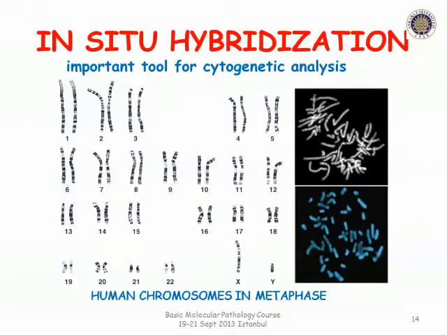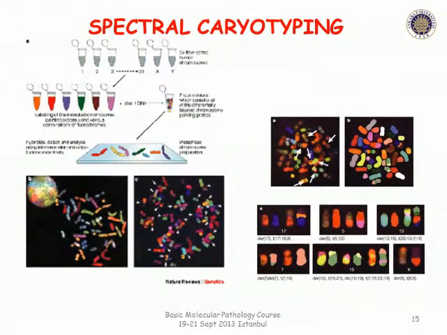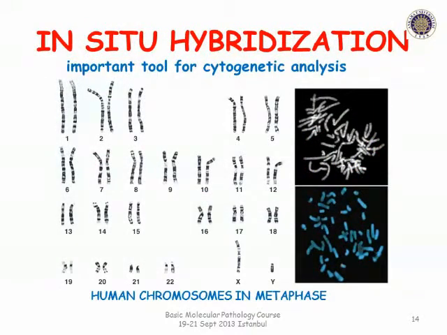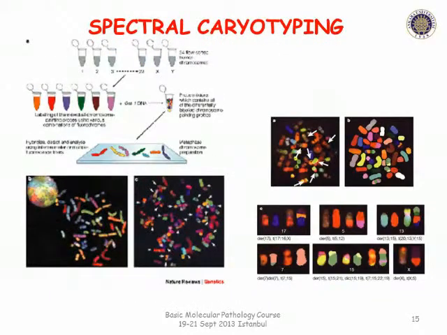In situ hybridization started as an important tool for cytogenetic analysis, by examining human chromosomes in metaphase during mitosis. And spectral karyotyping is this multiple hybridization of all the chromosomes, and this is a sort of immunocytochemistry for G banding. This is G banding, this is the H&E of the cytogeneticist, and spectral karyotyping is the immunocytochemistry of the geneticist.